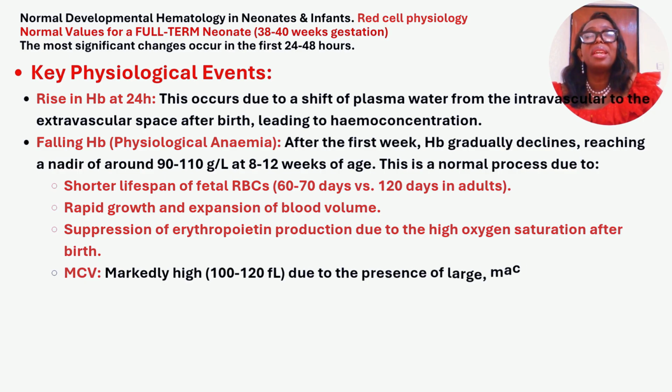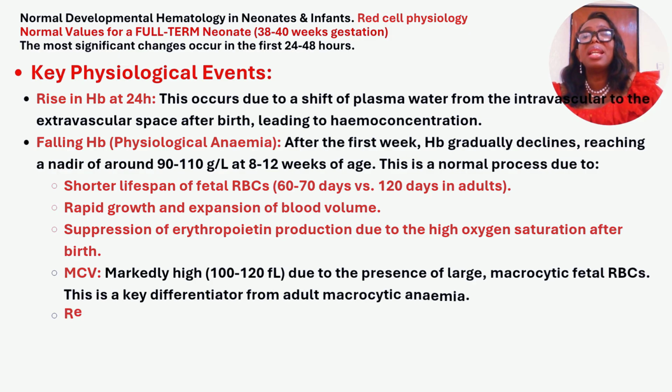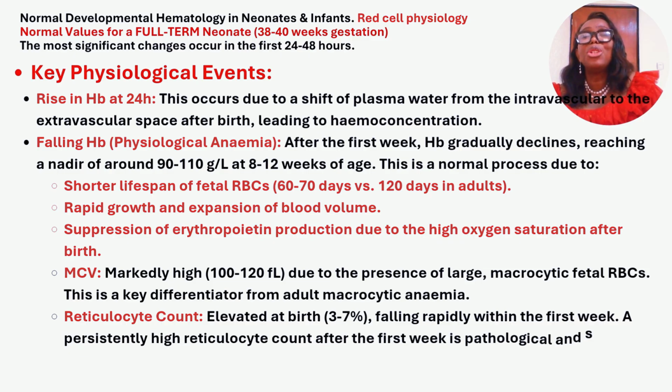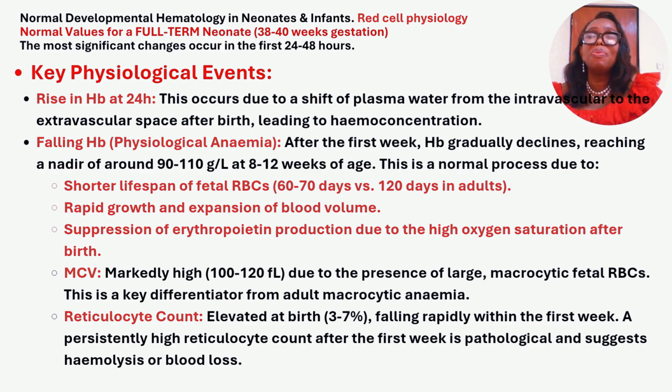After the first week, hemoglobin gradually declines, reaching a nadir of about 9 g/dL to 11 g/dL at 8 to 12 weeks of age. This is a normal process due to shorter lifespan of the fetal red blood cells, which is between 60 to 90 days versus 120 days that you have in adults. Rapid growth and expansion of blood volume that is normally associated with neonates. Suppression of erythropoietin production due to high oxygen saturation after birth.